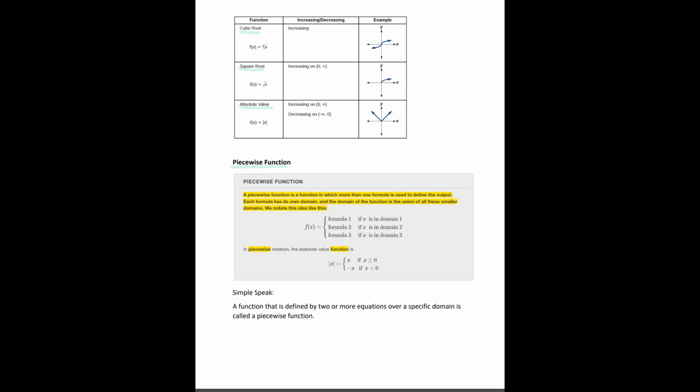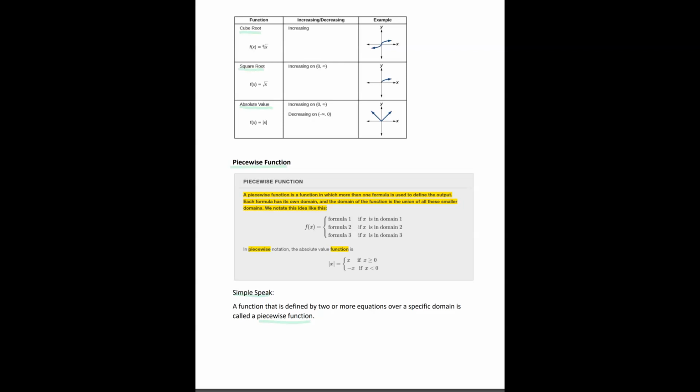So an easier definition that I like better, my little simple speak down here, is a piecewise function is a function that is defined by 2 or more equations over a specific domain. Okay, that is your piecewise function. I like that one. It seems easier to me.